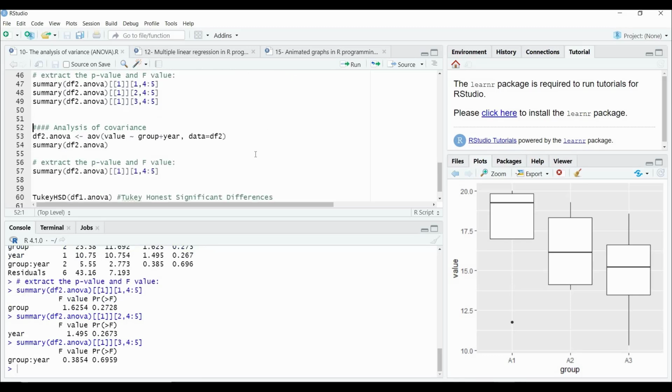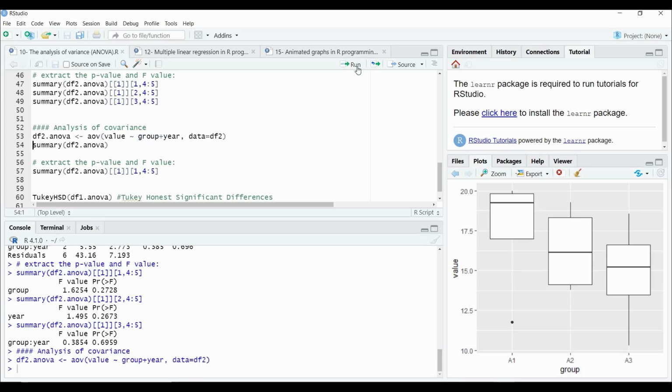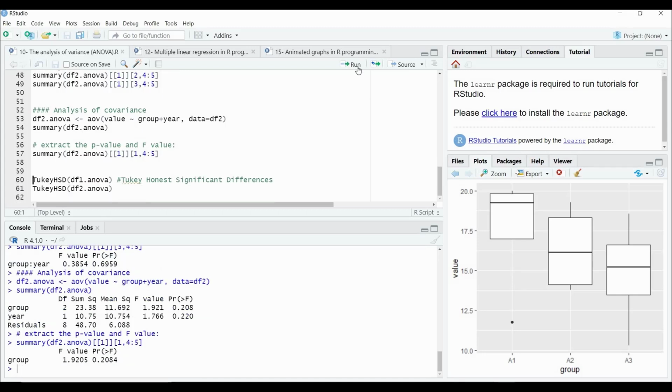For analysis of covariance, instead of multiplying the first variable by the second variable, we say the first variable, which is group, plus year. Then finding the summary of ANOVA, extracting F value and p value.